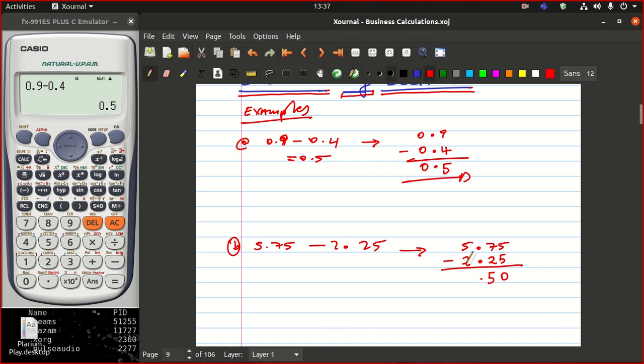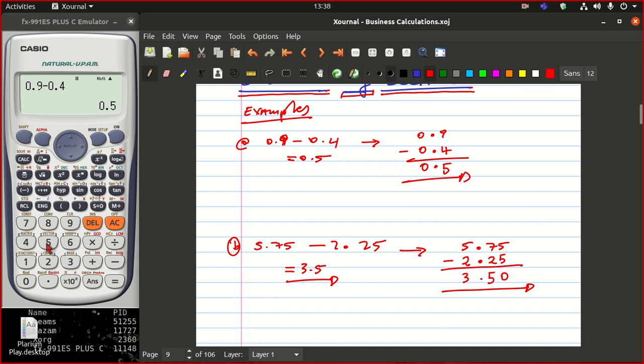And then 5 minus 2, we know that is going to be a 3. And what is important here, because this 0 has no non-zero number following it, we can say that this is just the same as 3.5. You can omit the 0. It's not a biggie at all, so you can omit it.